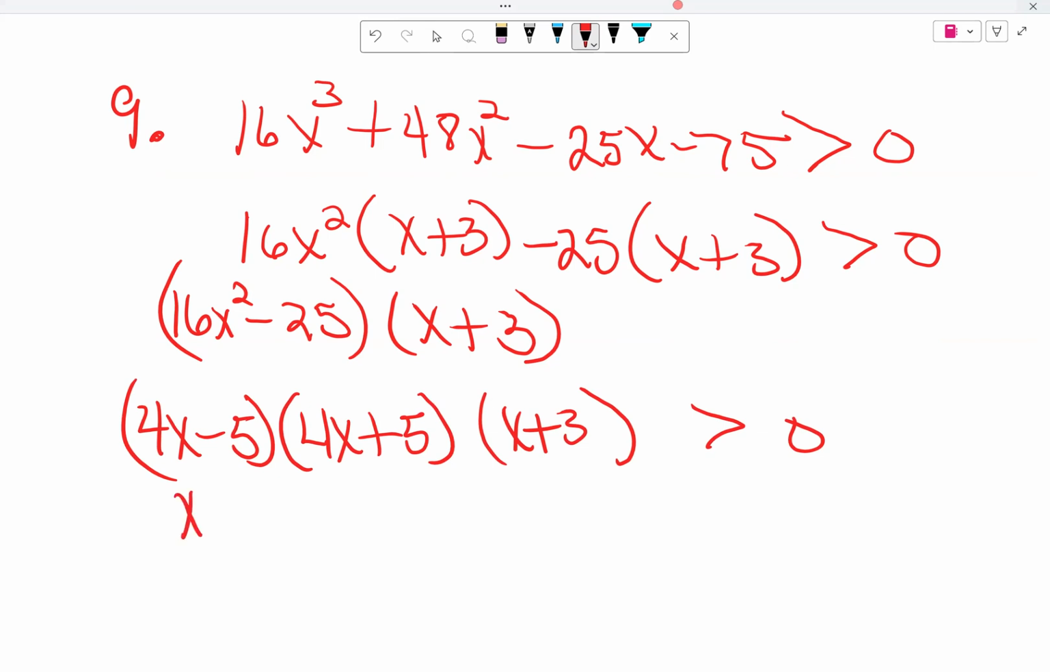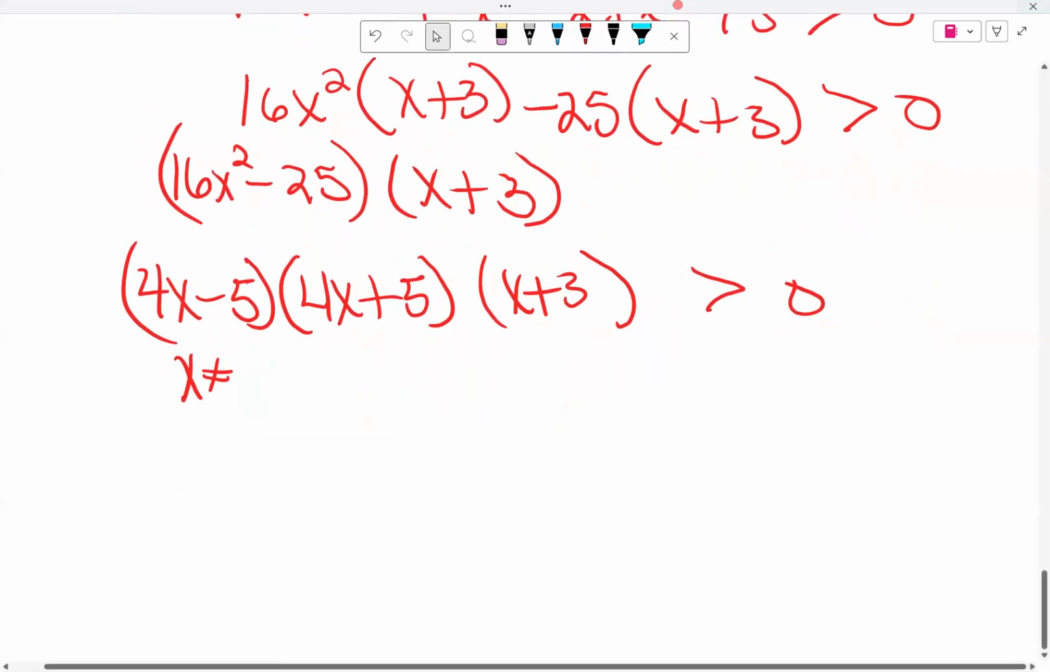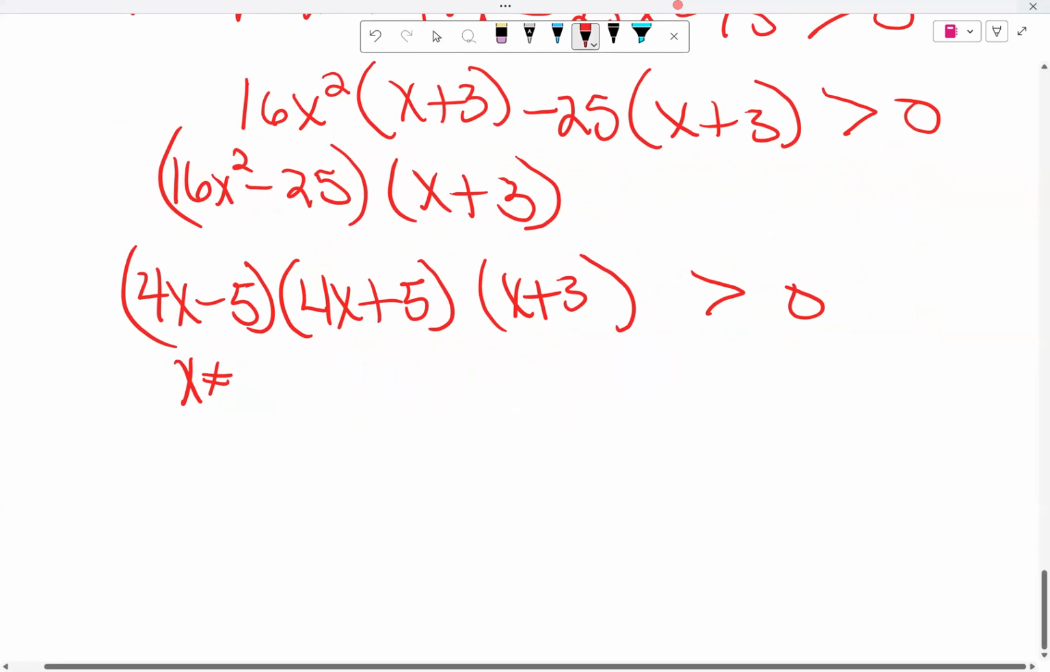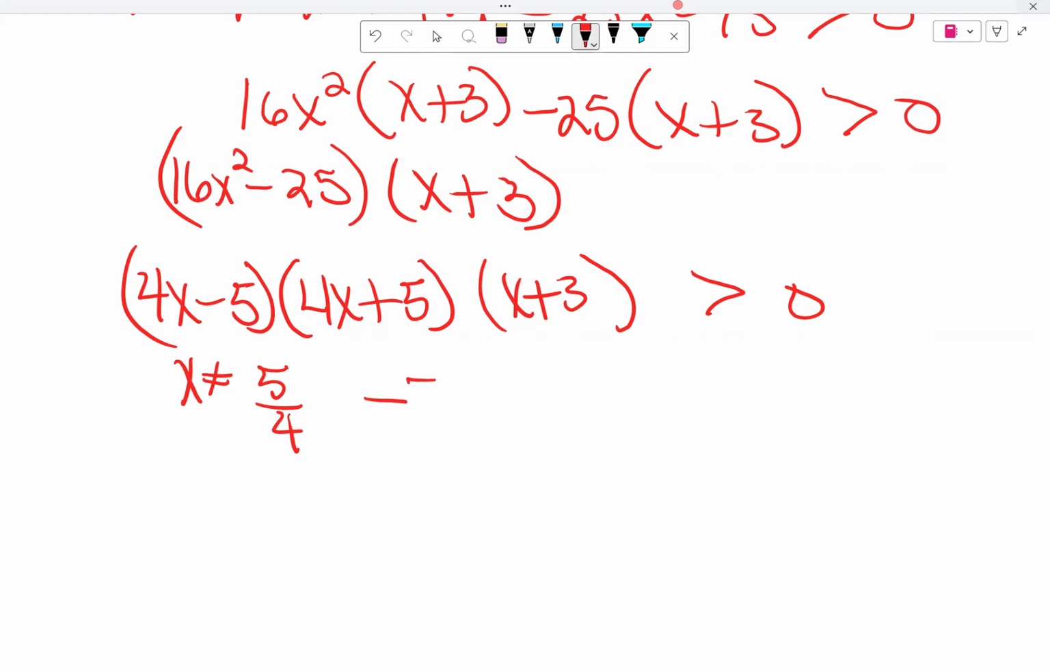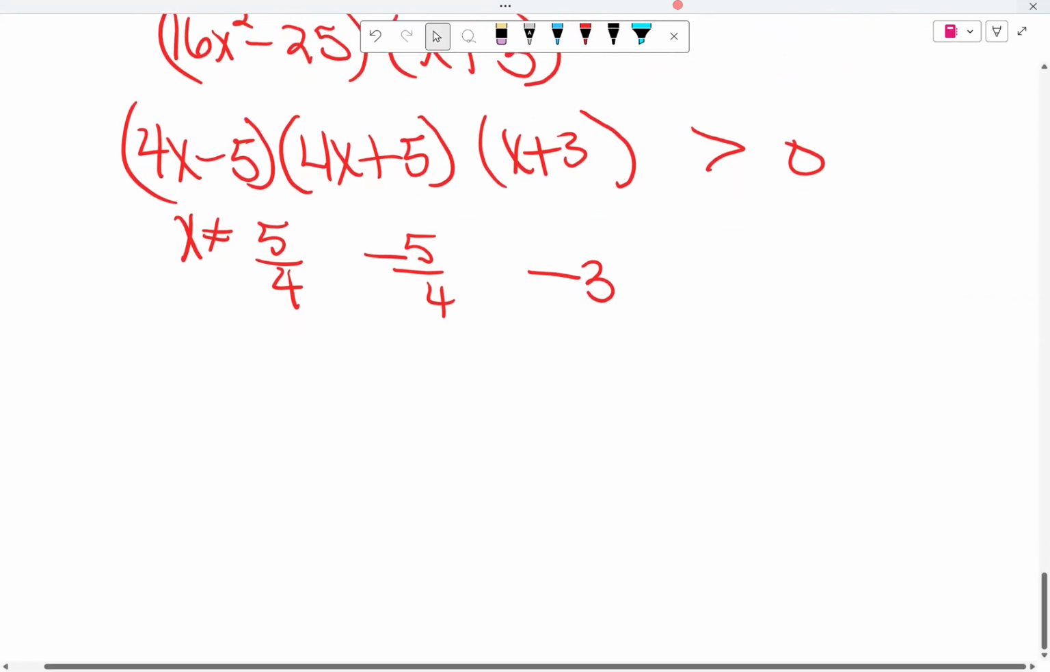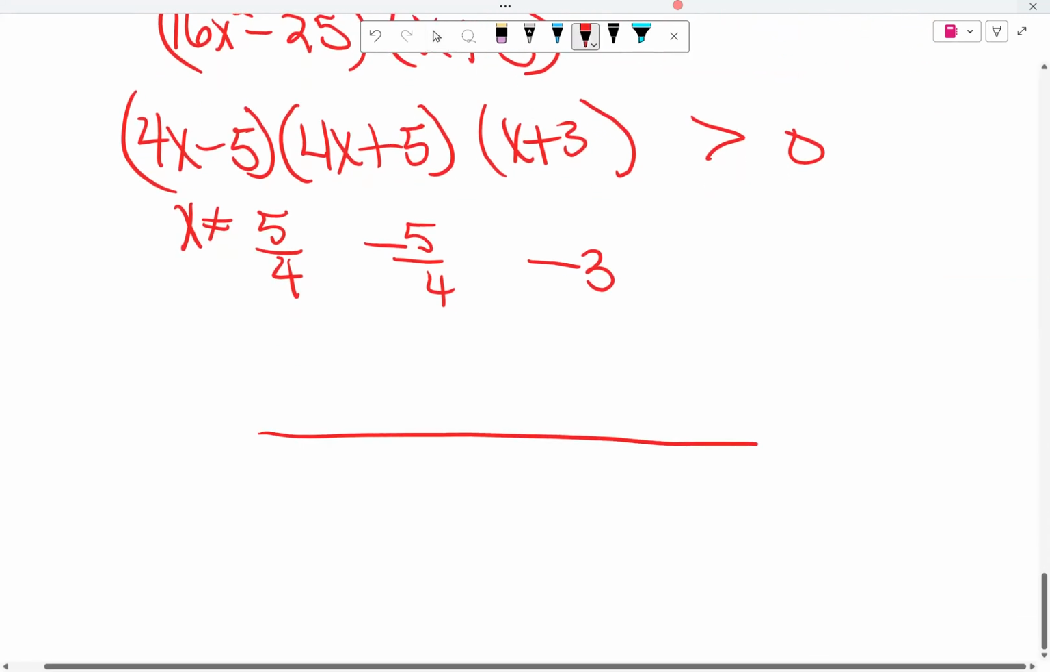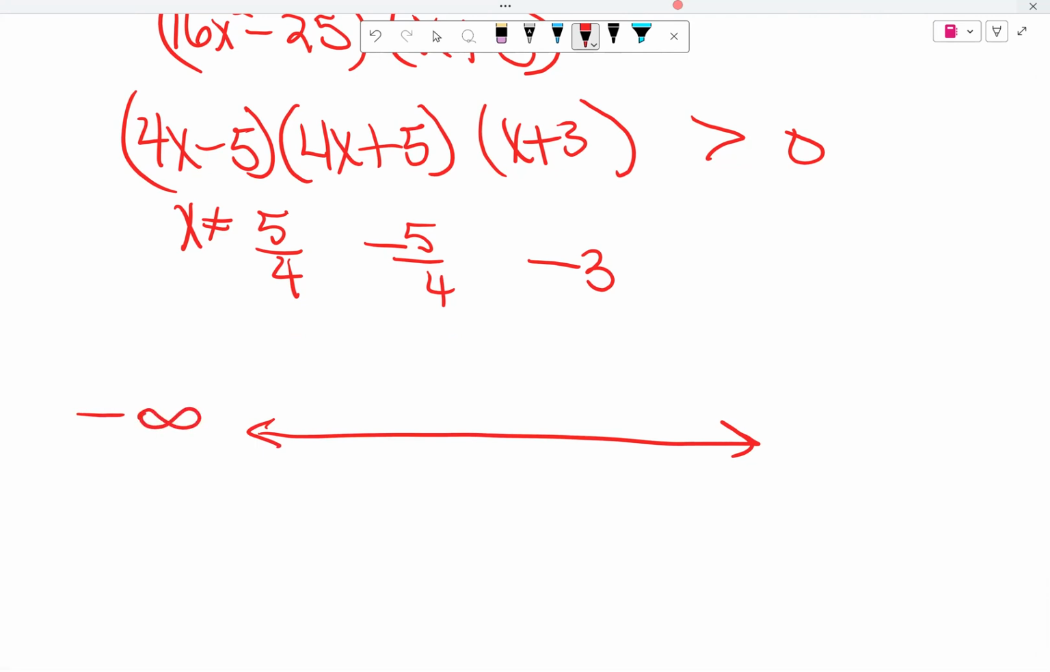That means we're going to test the intervals of 5/4, -5/4, and -3. So those will be our cutoffs. Again, negative infinity, positive infinity. So here's -3. Here's -1 1/4, which is -5/4. And here is +1 1/4, which is 5/4.